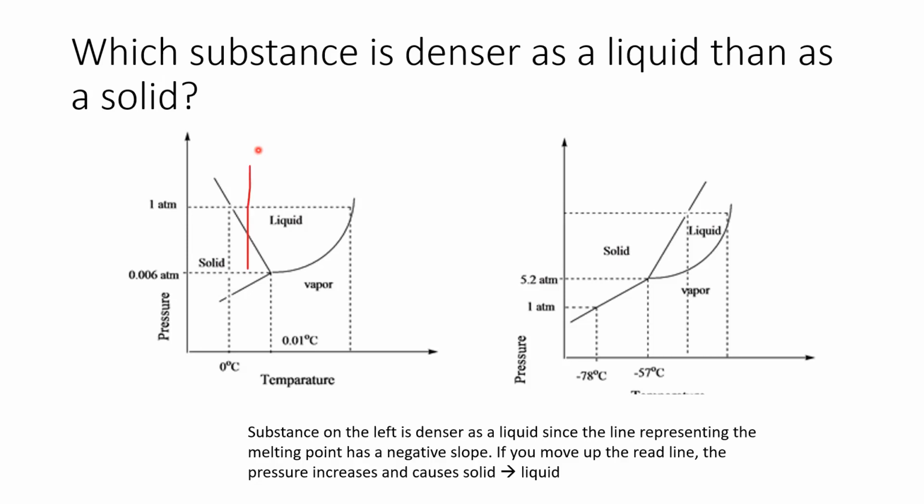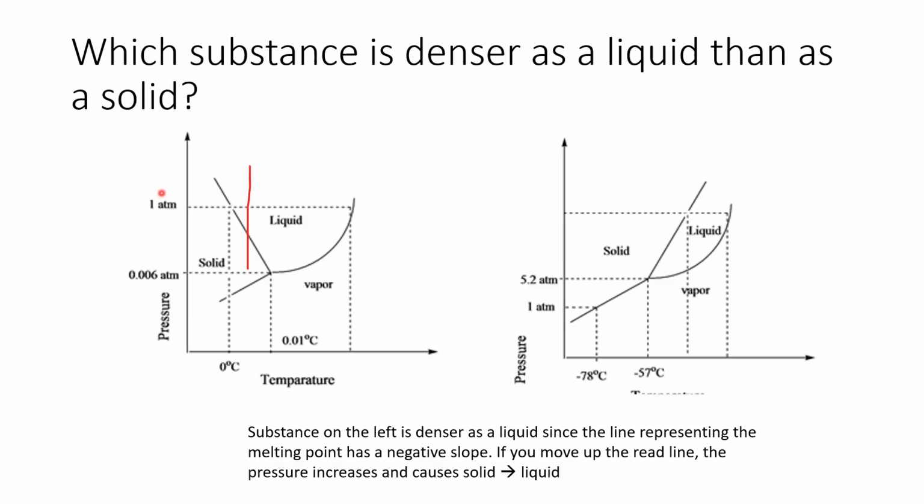And what we see is that the one on the left is going to be the substance that's more dense as a liquid than it is a solid. What we can do is take a temperature where we start as a solid, and then, without changing the temperature, just move that point vertically. So increasing the pressure, and we'll see in this case, since we've got a negative slope, that means we're going to go from solid to liquid.